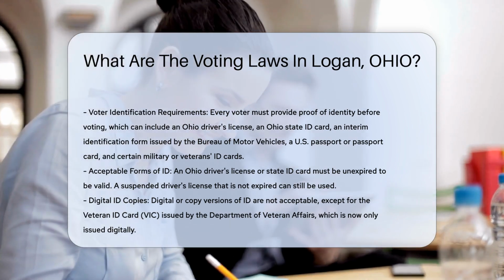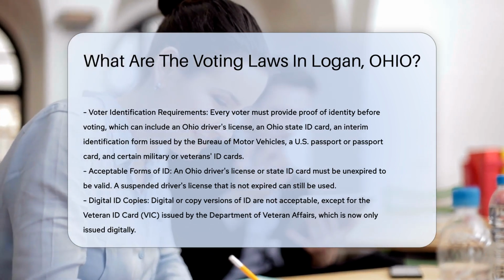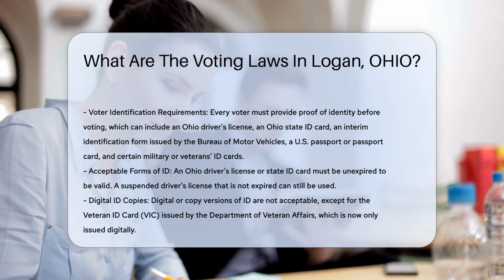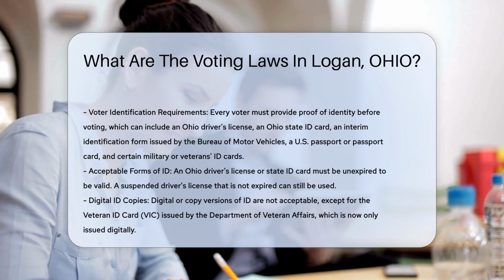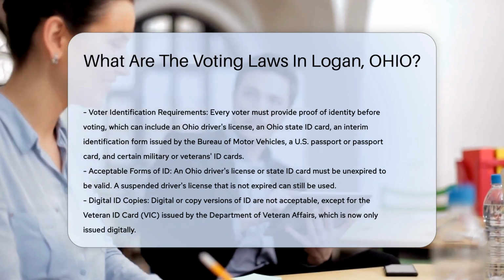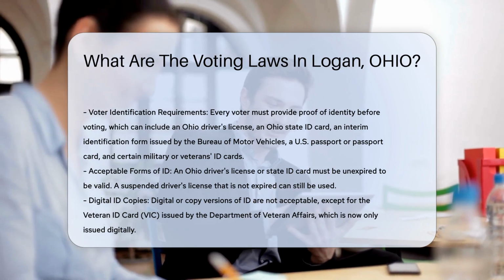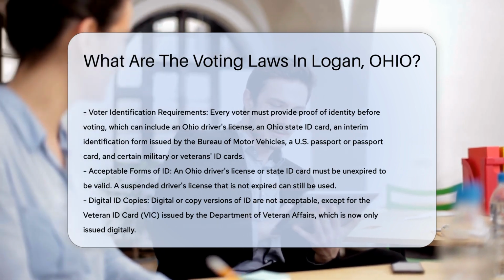Acceptable forms of identification include an Ohio driver's license, an Ohio state ID card, an interim identification form issued by the Bureau of Motor Vehicles, a U.S. passport or passport card, and a U.S. military ID card, Ohio National Guard ID card, or U.S. Department of Veterans Affairs ID card that includes the voter's name and photograph.